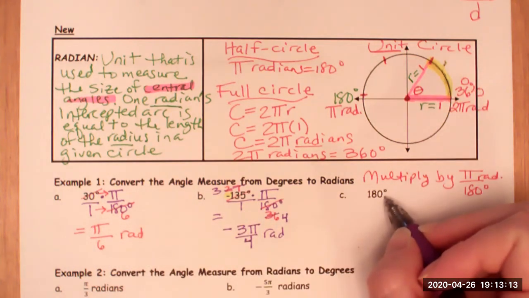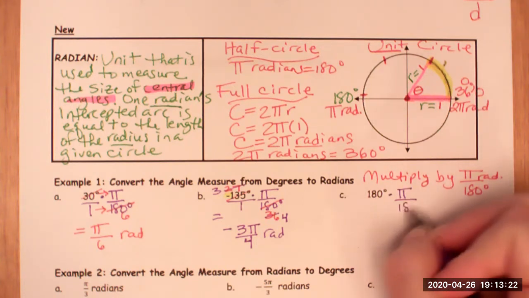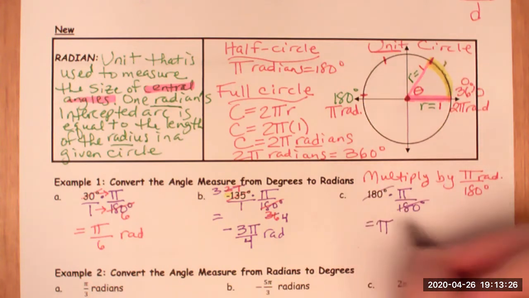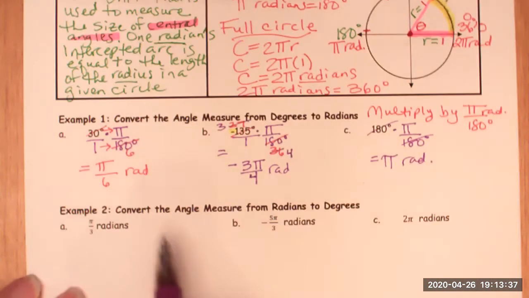Now this one, we shouldn't have to do much. We already know pi is the same as 180 degrees, but just to verify it, watch. Pi times pi over 180, and sure enough, if we cancel, we just get pi radians. So you can see how this conversion factor works. Okay? All right, let's do another conversion.